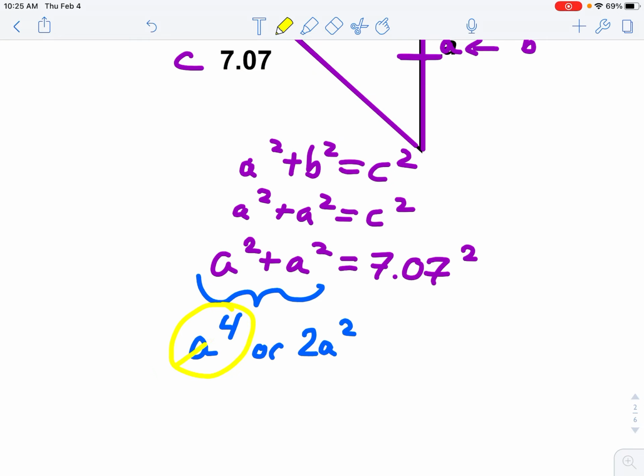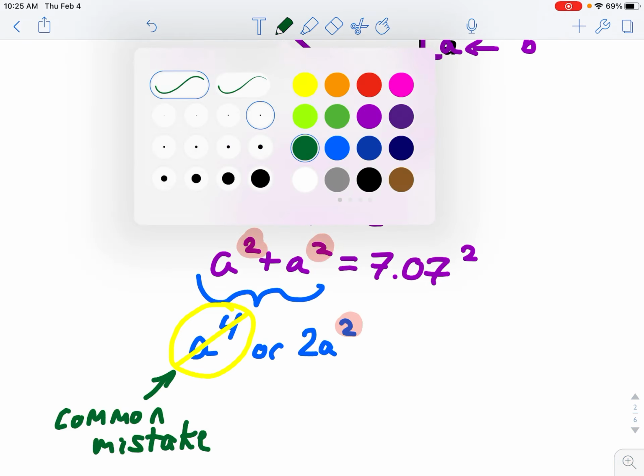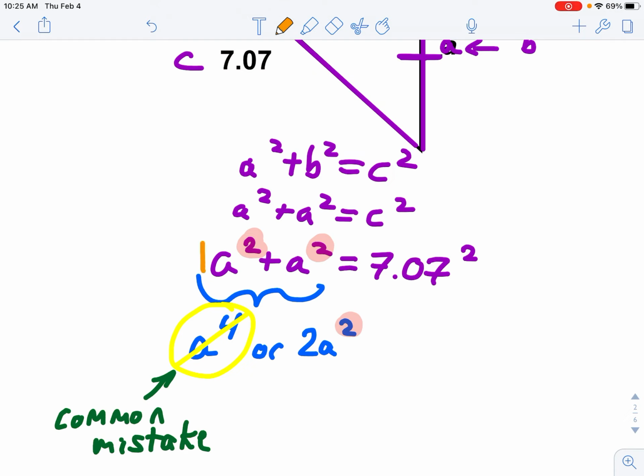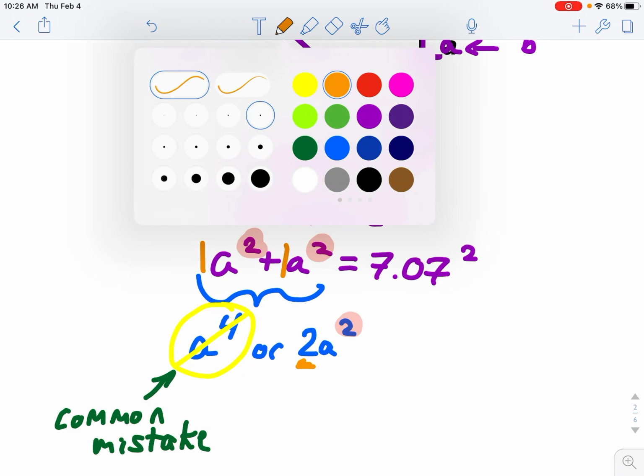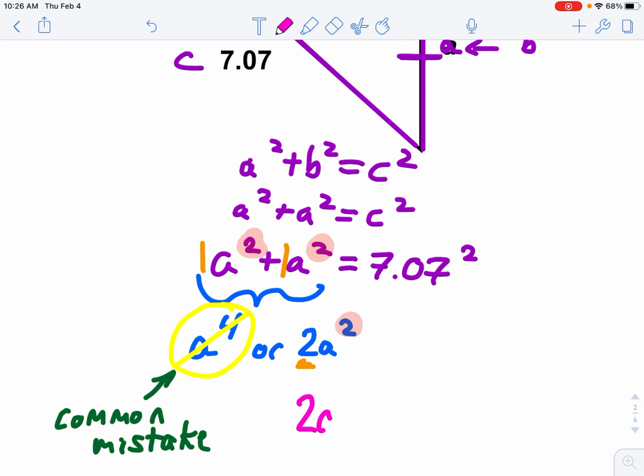A to the power of 4 is a common mistake. You might have been thinking that. You might have been wondering why we're not doing that. That's a common mistake. You keep the exponent square and square, and then just realize there's like a 1 out in front. It's 1A squared. 1A squared. You add them together, and that's where you get the 2A squared. All right. So let's just rewrite this. So we're going to have 2A squared, and then 7.07 squared is about 50.